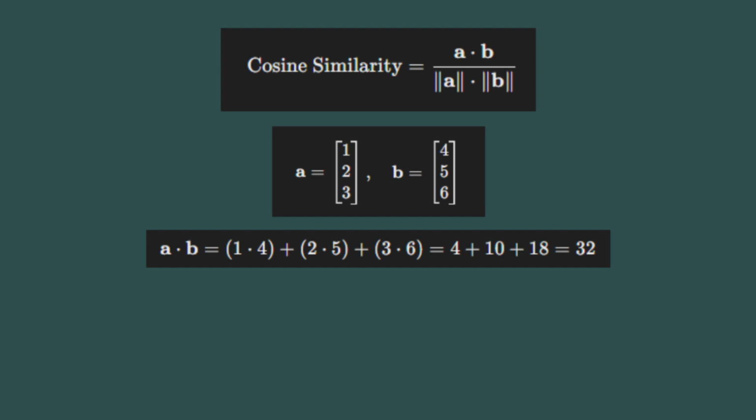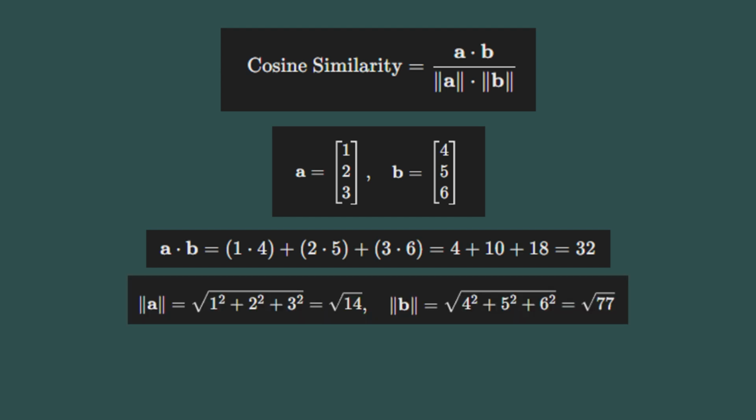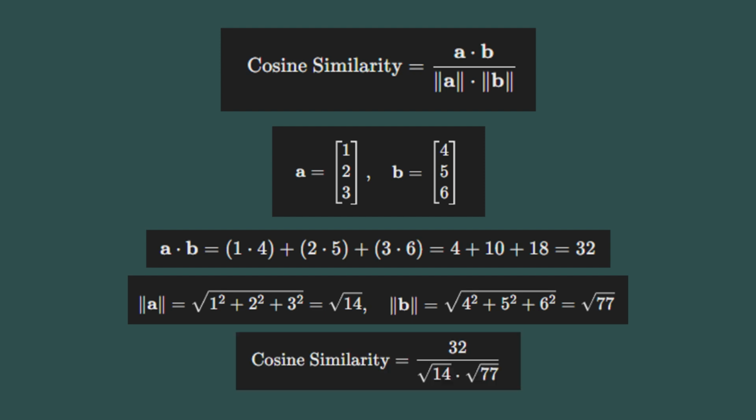Next, we calculate the magnitudes of each vector. For the user's vector, this means squaring each component, adding them together, and taking the square root. The result is the square root of 14. For the movie's vector, we do the same, giving the square root of 77. Finally, we divide the dot product, 32, by the product of these magnitudes. This gives us the cosine similarity, which is a number between -1 and 1, representing how closely aligned the user's preferences are with the movie's features.